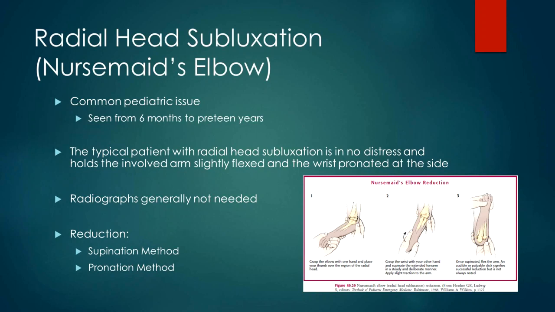Ultrasound may be diagnostic in radial head subluxation. The hook sign, caused by the hyperechoic J-shaped supinator muscle, has been shown to be 100% sensitive for the diagnosis of radial head subluxation, but is not commonly used in most emergency departments. Radiographs are generally not needed. Two reduction techniques: supination, where you supinate and flex the arm, or hyperpronation. It seems that hyperpronation is actually more tolerated and has better outcomes, but either method can be used to reduce a nursemaid's elbow.